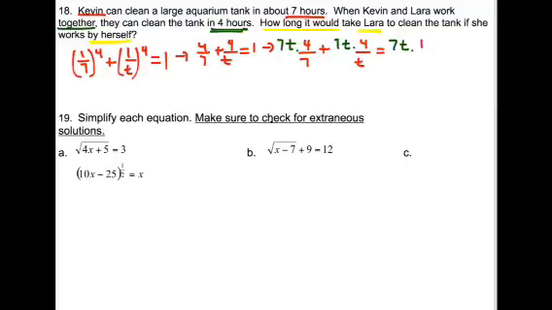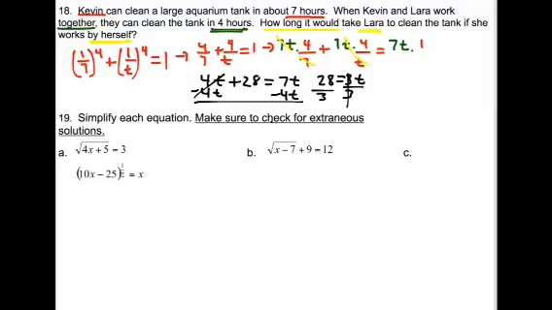So first thing on here, the 7 and the 7 cancel, the t and the t cancel, and on the right side nothing cancels. So you're left with 4t plus 28 equals 7t. So I'm going to subtract 4t. So 28 equals 3t. Divide by 3. And that's the time it takes Laura. So it's going to be 9 1/3 hours.